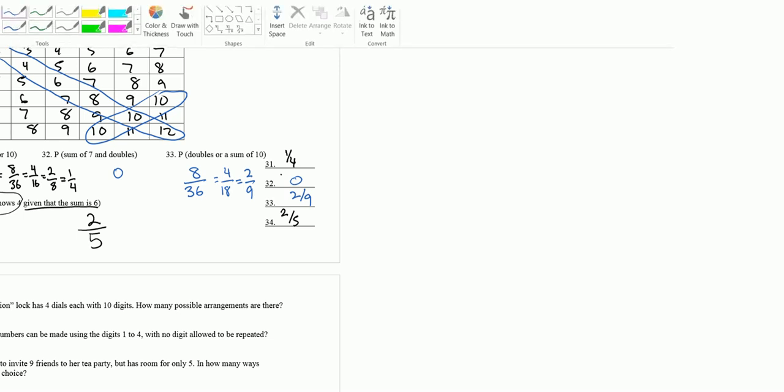And I just realized I made an error in number 31, so I'm going to correct that. So it should be 4 out of 18, which is 2 out of 9.